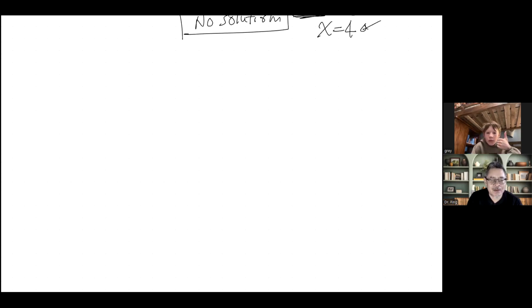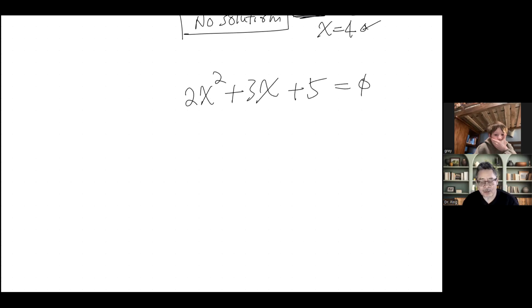So 2x squared plus 3x plus 5 equal to 0. Basically we just need to say, do we have a solution or we don't have a solution? We're going to use the determinant b squared minus 4ac, and check whether that is greater than 0, or equal to 0, or less than 0. Good?